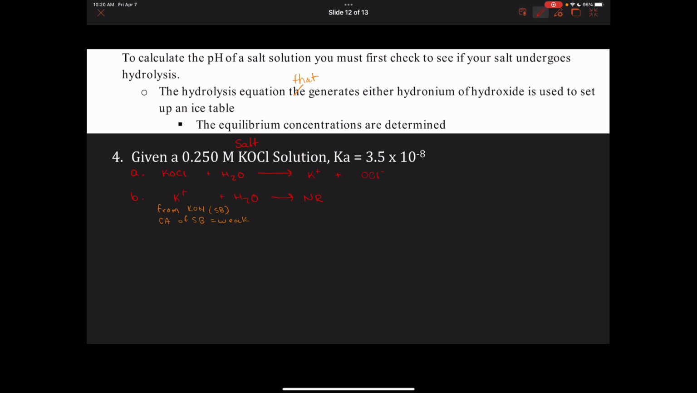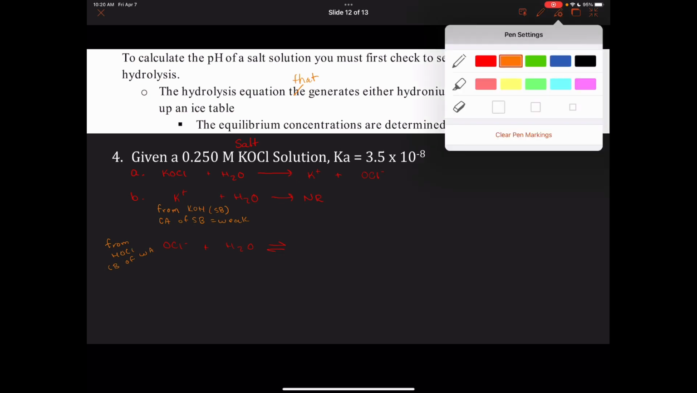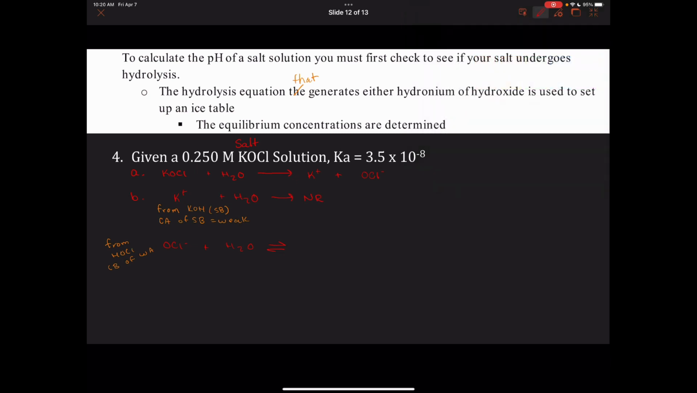Now look at my OCl minus. My OCl minus would come from HOCl, and HOCl is not one of my 6 strong acids. So this is the conjugate base of a weak acid, which means it's strong enough to undergo hydrolysis. As a conjugate base, it's taking a hydrogen from water, so it's going to form HOCl and hydroxide.